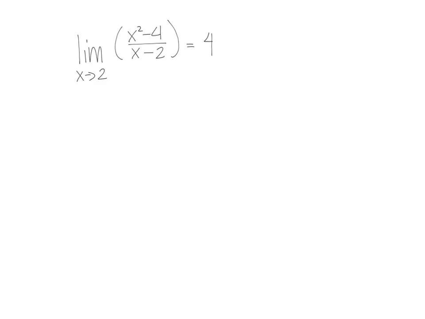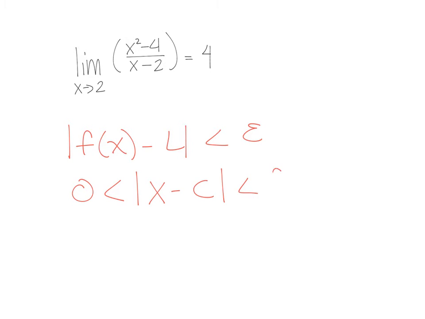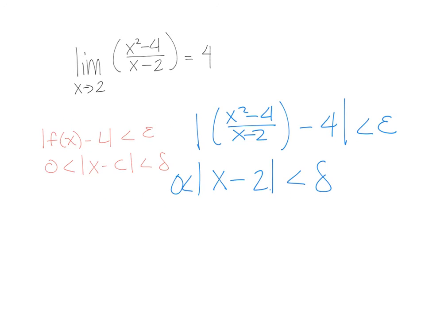Okay. Now let's take a look at this example. Here we have some additional steps when we're simplifying. So we're still going to do the same thing. We're going to define our function minus our limit is less than epsilon. And we're also going to define our delta argument, x minus c, less than delta. And when I do some direct substitution, I get the following. So what I want to do is work on this to look like this.